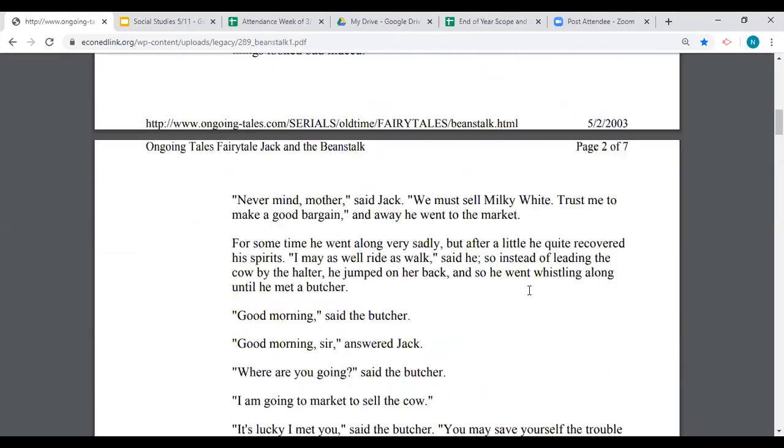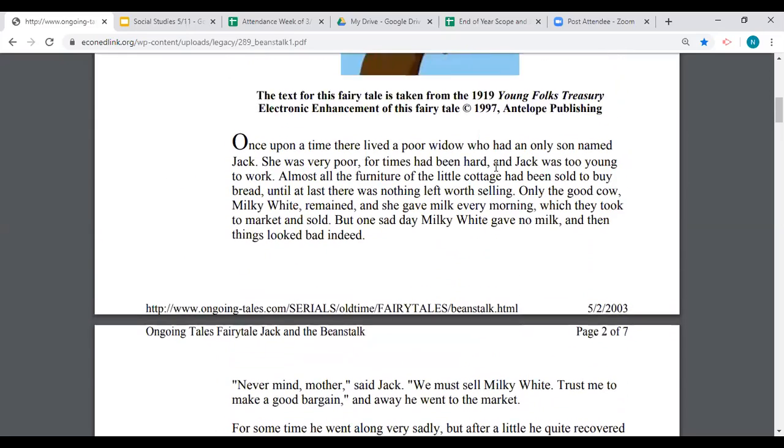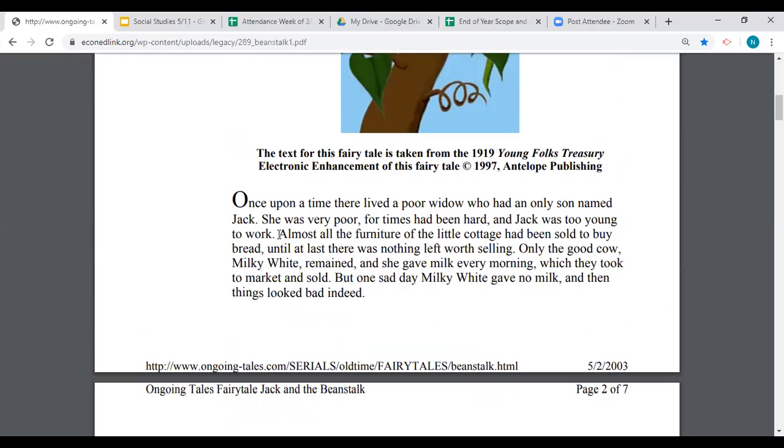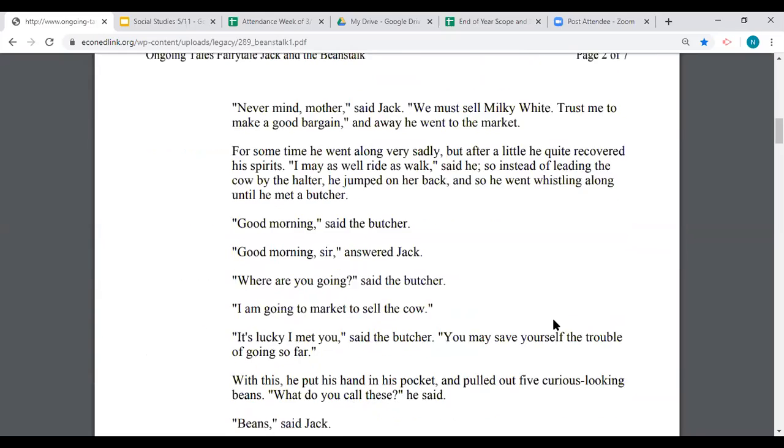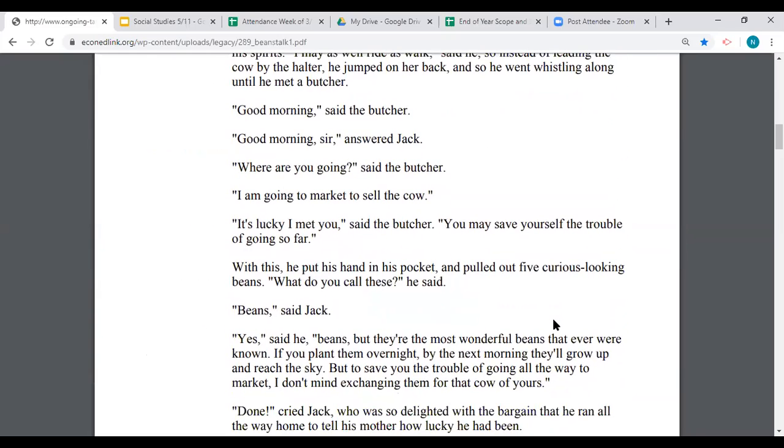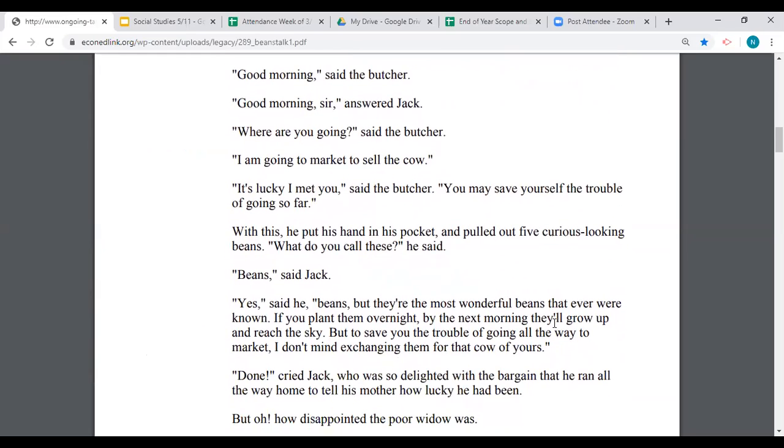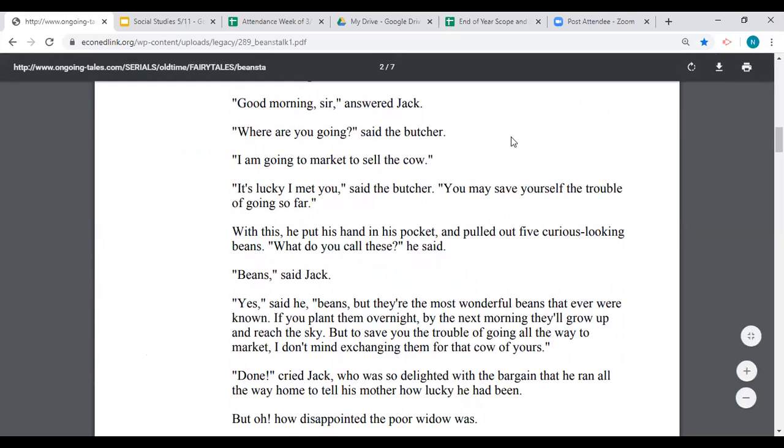Okay, we're going to stop there. We saw a couple examples of exchange and bartering. We saw one up here when they said the furniture of the cottage has been sold to buy bread. So that is an example of an exchange because it sounds like they got money for it. And then we saw a barter between Jack and the butcher. He was giving him beans for trading, or for bartering, a cow. So that is two examples from this story that talk about exchange and bartering.